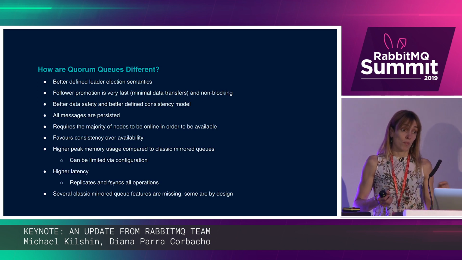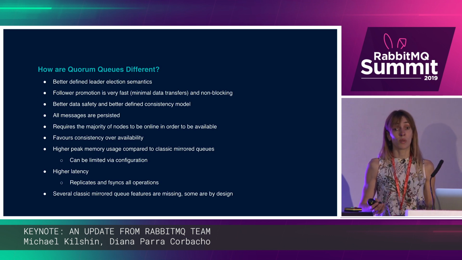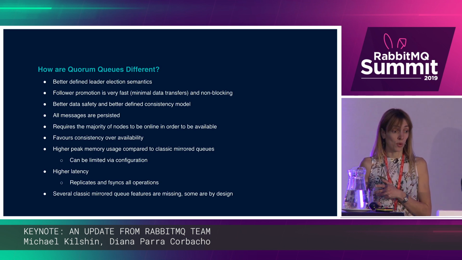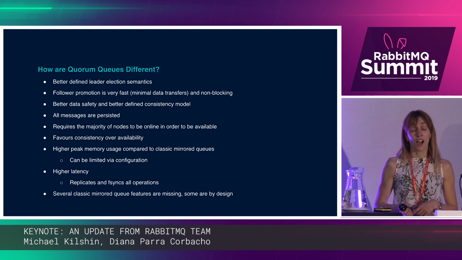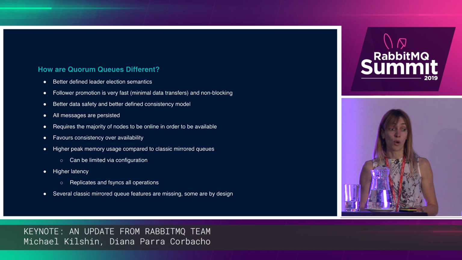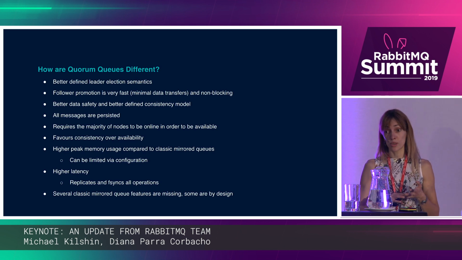There is also, to be able to achieve this consistency, the majority of the nodes on the cluster should be available. And we recommend at least 3 nodes or more. The features that the quorum queue provides are very similar to the mirror queues, but not everything is available. For example, it doesn't make sense to have transient queues or exclusive queues.